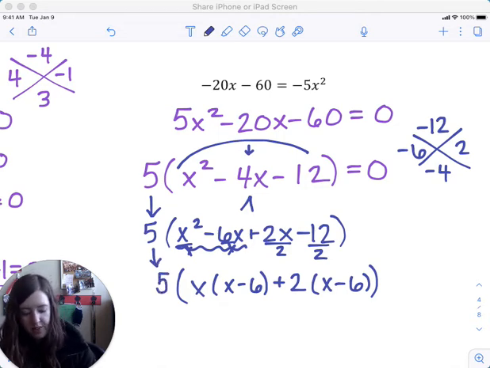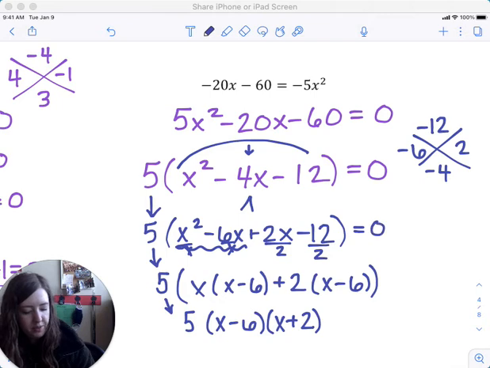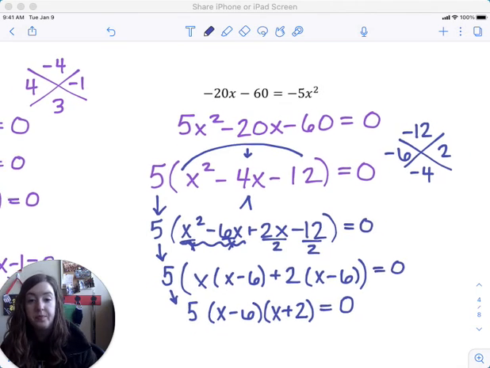We'll take out what they have in common, that x minus 6. We're left with the stuff on the outside, x plus 2. And we still have that 5 down here at the end. Oops, I forgot my equals 0 on all of these. Equals 0, equals 0, equals 0.